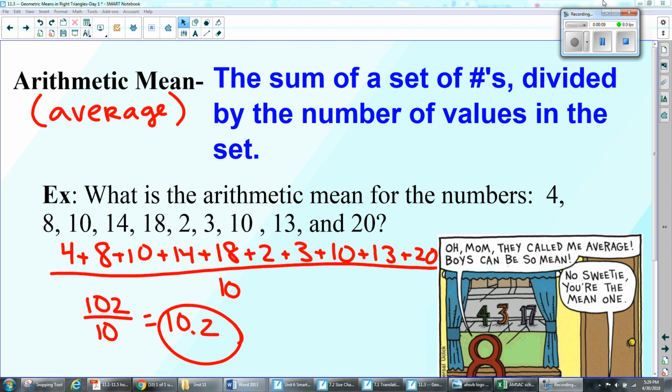To start, we're looking at 11.3, geometric means. Your first definition is talking about an arithmetic mean. That is the sum of a set of numbers, divided by the number of values in the set.